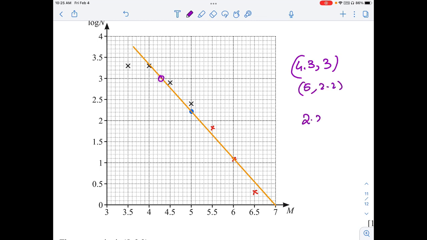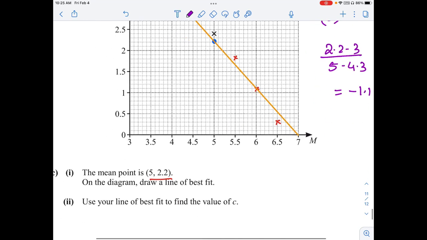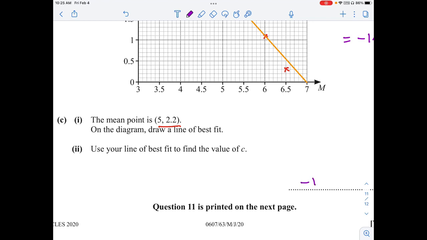So y2 minus y1 by x2 minus x1. So it will become 2.2 minus 3 divided by 5 minus 4.3. So this should be giving me around minus 1.1. What is this gradient? Minus 1.1 to 1 decimal place, correct.